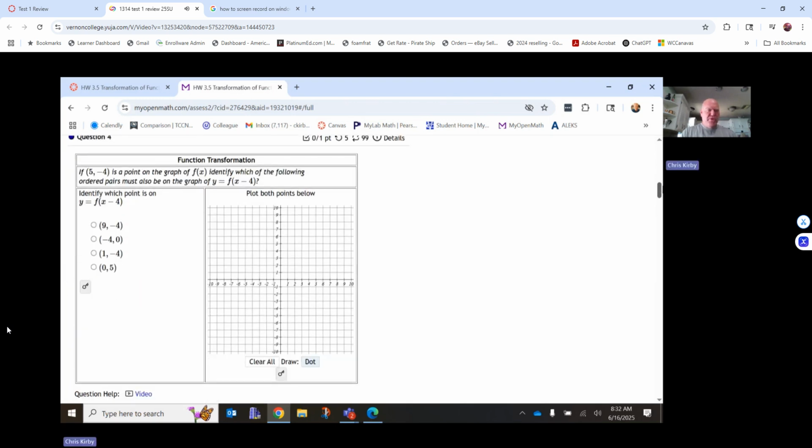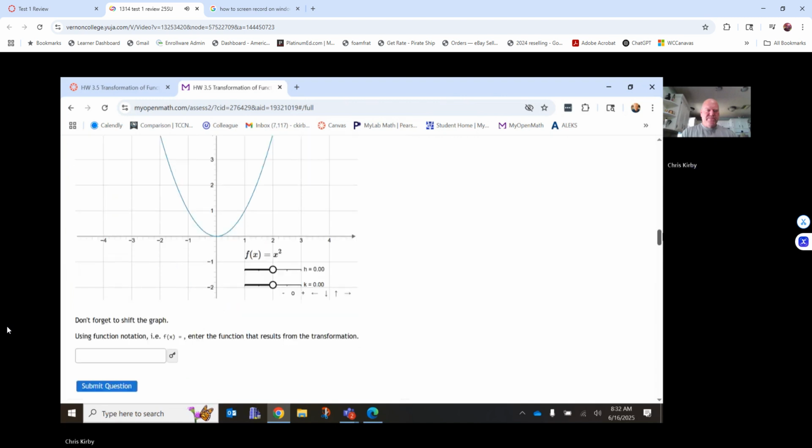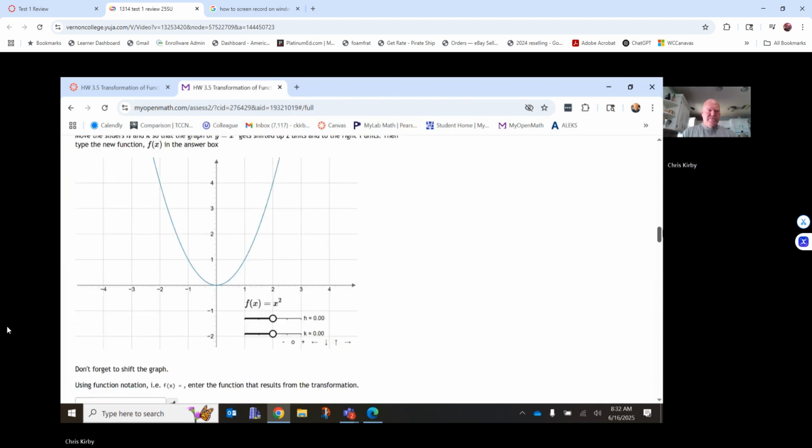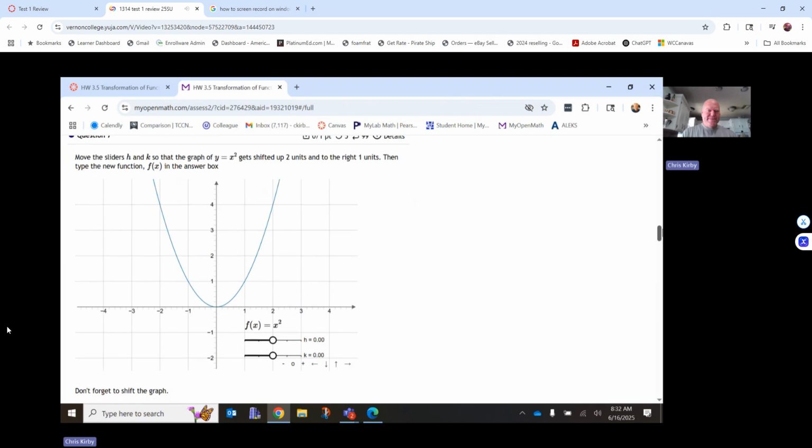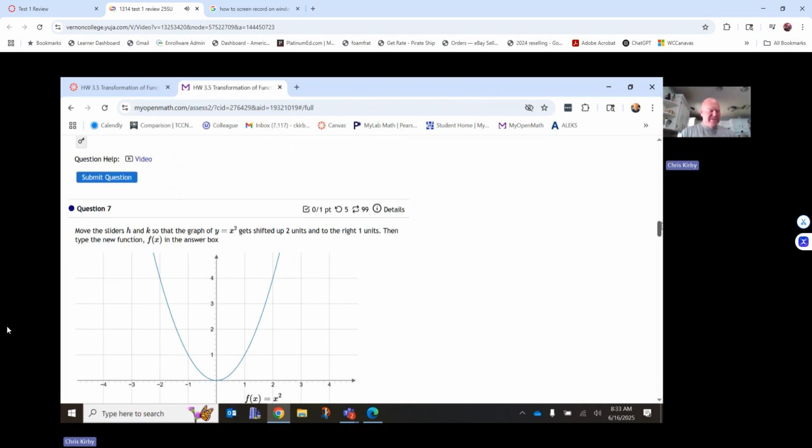Also, question 4 is another graphing question. And question 7. Yeah, it's not a graphing question, but it requires you to use the graph. So questions 2, 4, and 7 will not be on the test from 3.5. So that covers everything for the test.